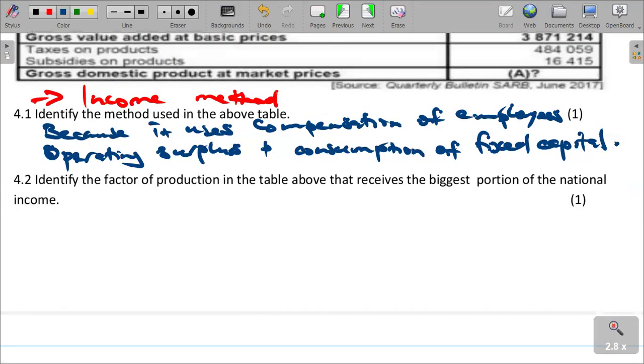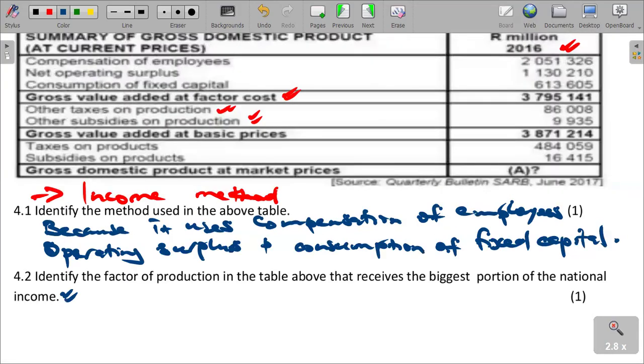Then identify the factor of production in the table above that receives the biggest portion of national income. Which one component factor of production has received the biggest portion of national income? If you look at the figures there, we have got 2,051,326. It shows you that labor was paid a lot, labor compensation of employees.